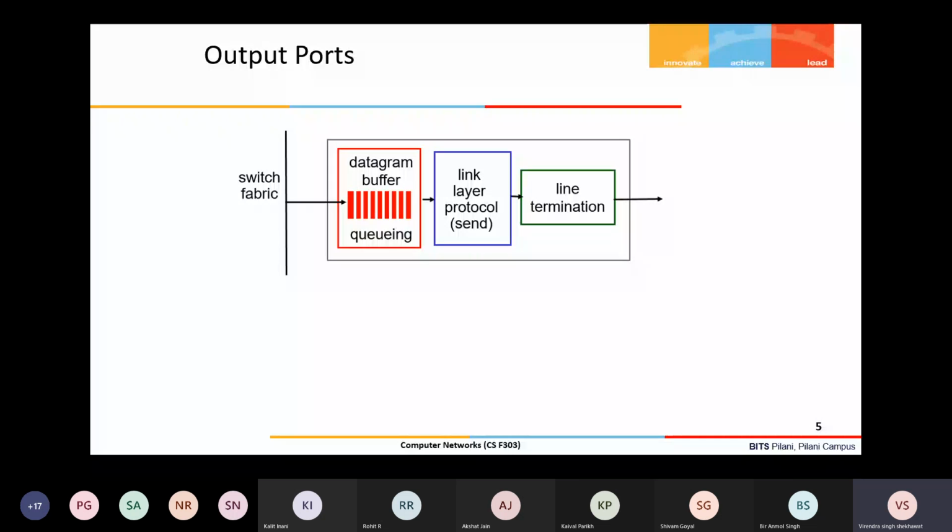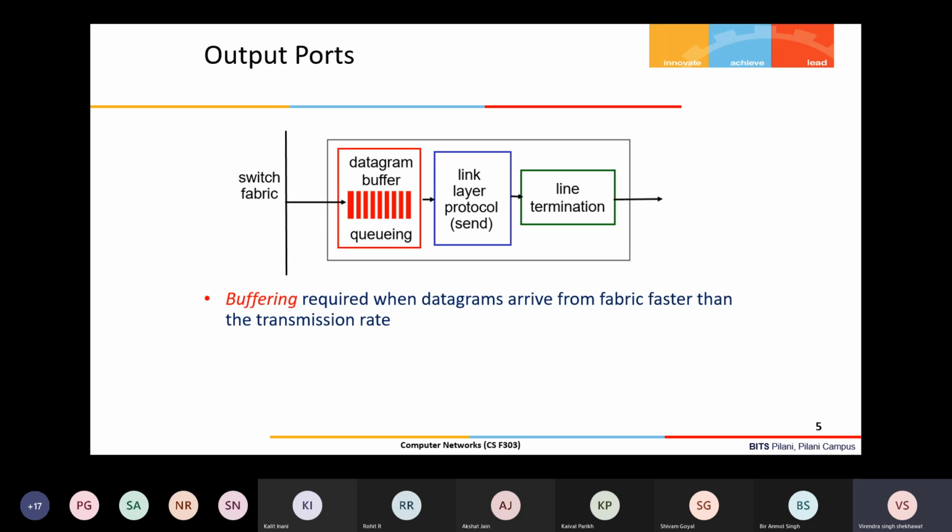The queue which we have seen building up at an input port, similarly, the queue can build up at the output port also. So in the output port also you require buffering. It is required when datagrams arrive from the fabric faster than the transmission rate.